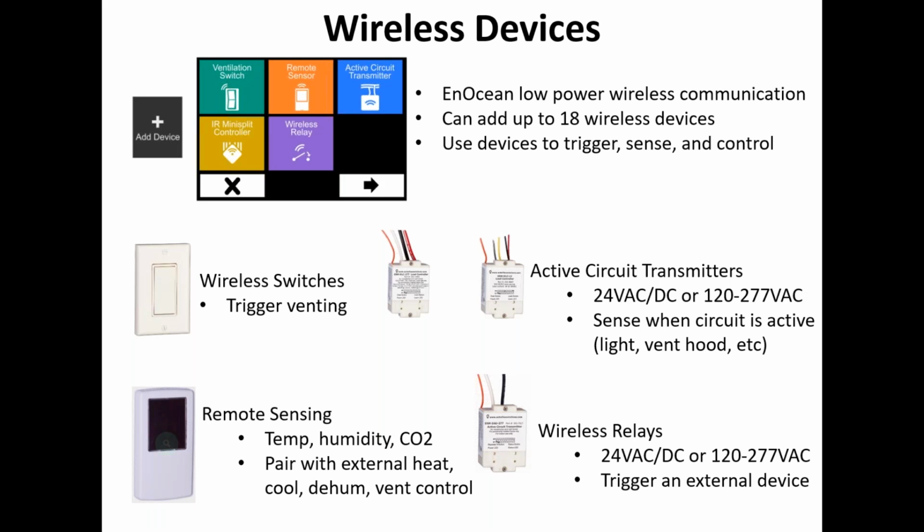The active circuit transmitters wire to an electric circuit like a light or a vent hood, and that also can trigger the CERV to do something like start ventilating when the kitchen hood is on or when a certain light is on. We have remote sensors for temperature, humidity, CO2. Right now, those can just be paired for external device control, but coming here soon we can use those same remote sensors to tell the CERV internally to do things as well. And then like the wired output channels, we have wireless relays, so the CERV can control things wirelessly as well.